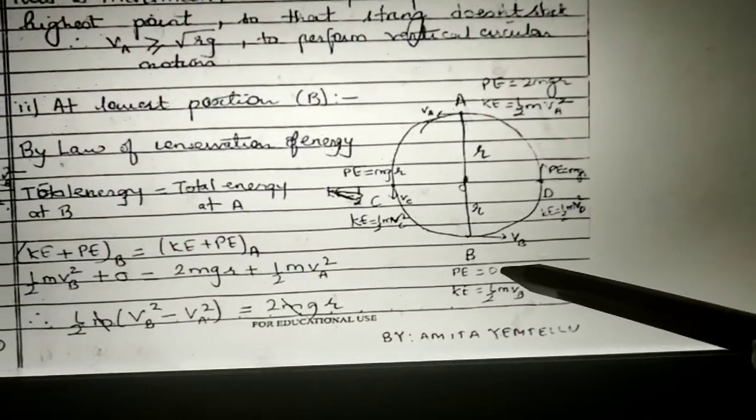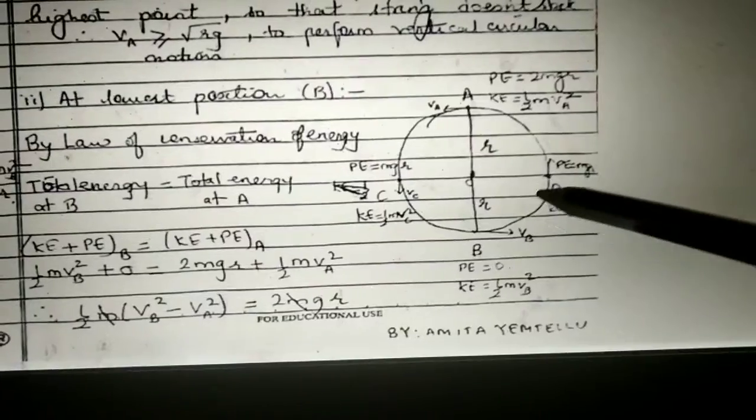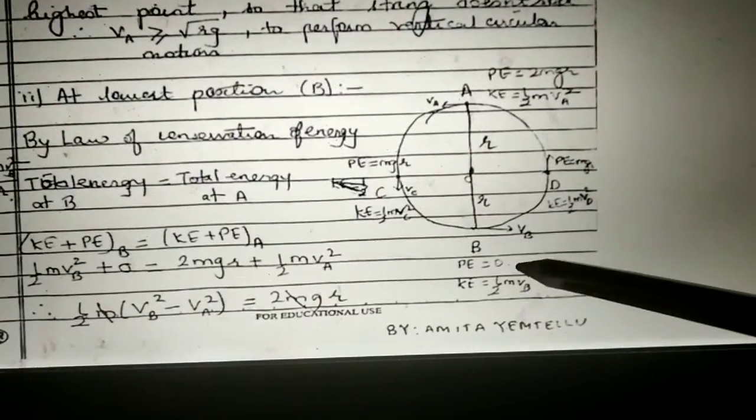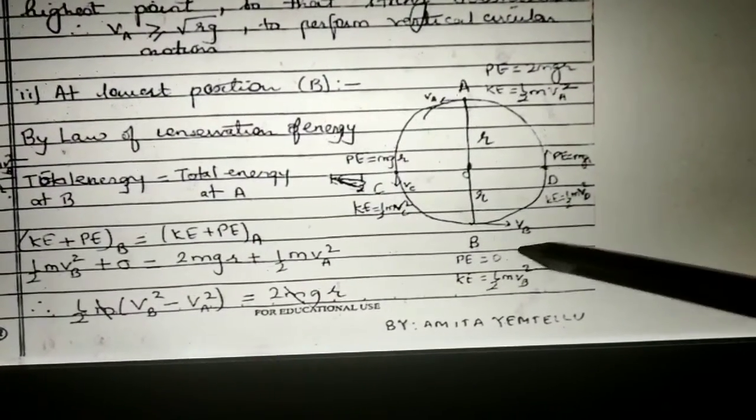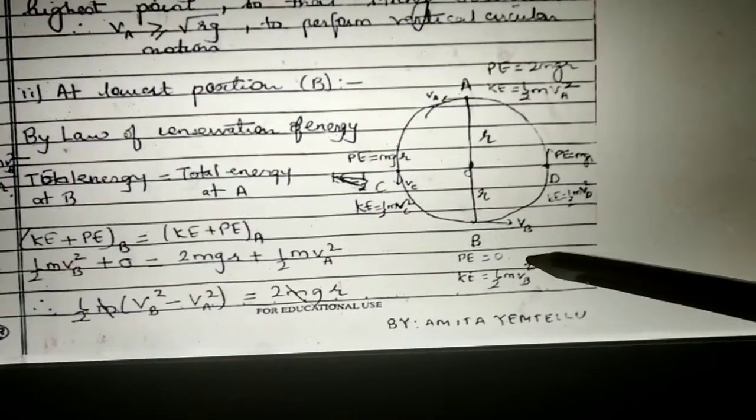Here, for potential energy, we have to consider that the reference potential is 0, which means we are going to assume it. So PE, that is potential energy, is 0, and at this point your motion is just going to start. There will be some velocity VB, so kinetic energy will be half m vb square. So this is potential and kinetic energy at B.